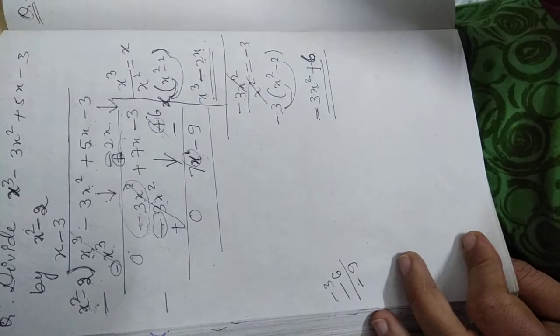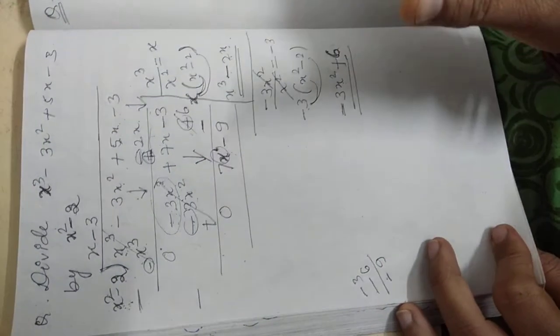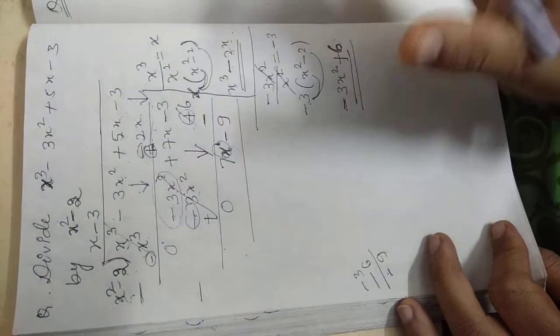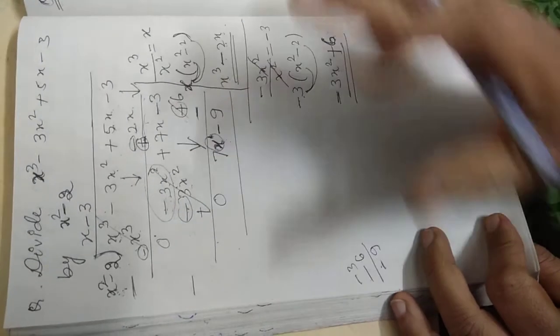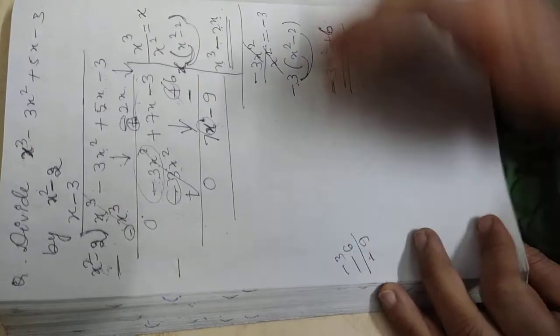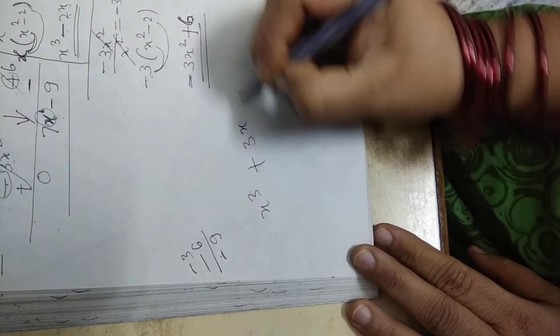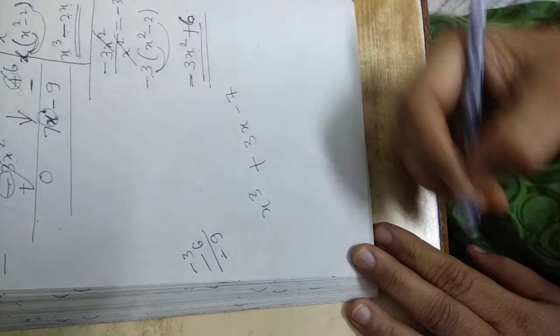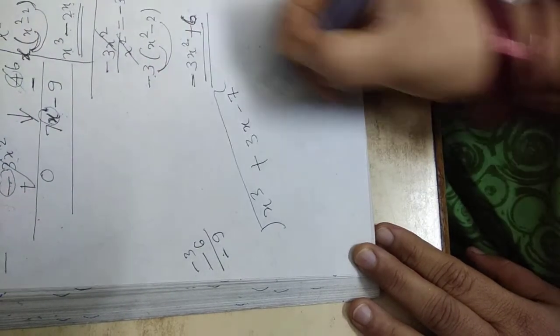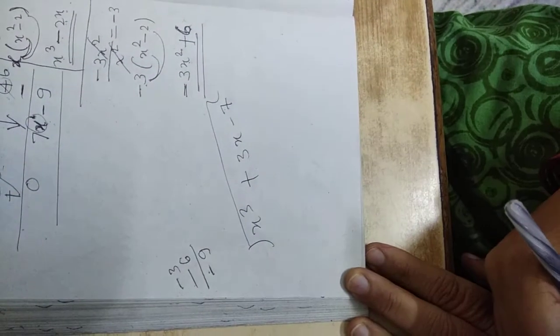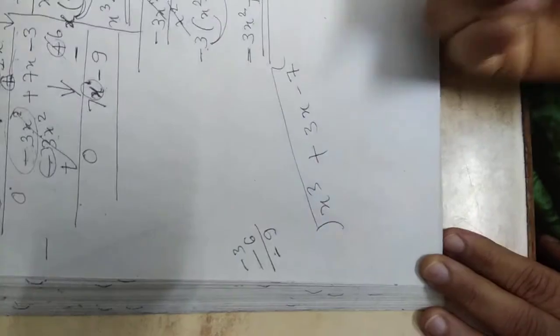On your own, take one polynomial as dividend and one as divisor, any polynomial you consider, and divide that. Sometimes what happens is some terms are missing. Suppose x cube plus 3x minus 7 is given. Then you will get confused: oh, x square is not there. Then what to do? How to divide?